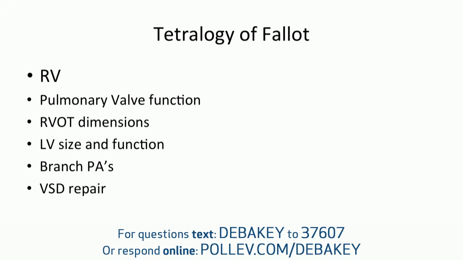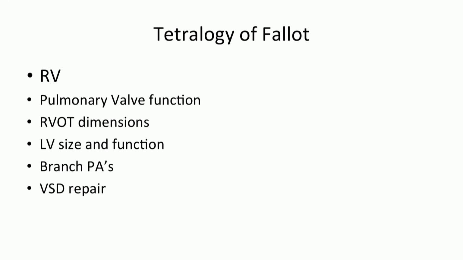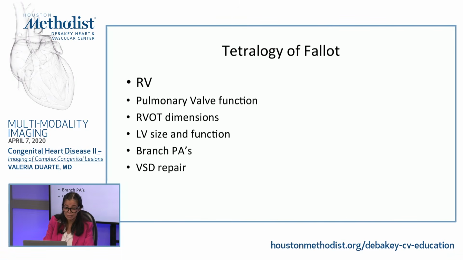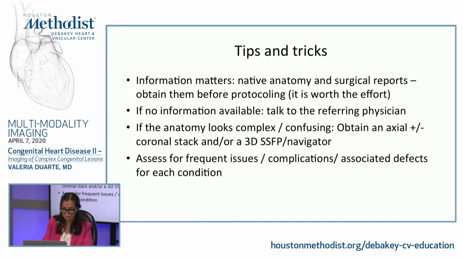So very important to know what the initial anatomy was and what surgery they had, to give a focused assessment. Okay, so just to finalize, putting it all together, in tetralogy of Fallot, we focus very much on the RV, the pulmonary valve function, the RVOT dimensions, the LV size and function, and the branch PAs. That's something we just discussed, and we looked at the VSD repair, even though that doesn't give us issues frequently.